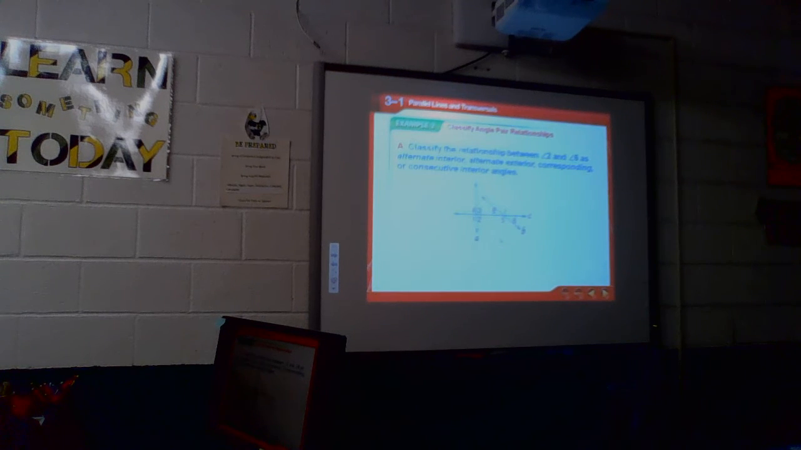So they're definitely not a linear pair though. Even though they kind of are on the same line, they're not a linear pair, because this angle right here and this angle right here definitely don't add up to 180 degrees, do they? What are angle 4 and 6?